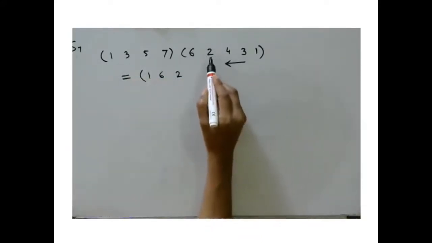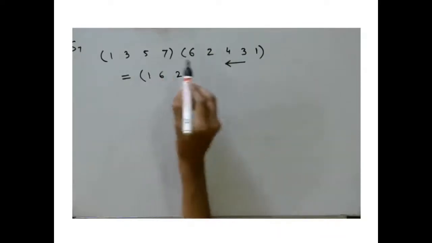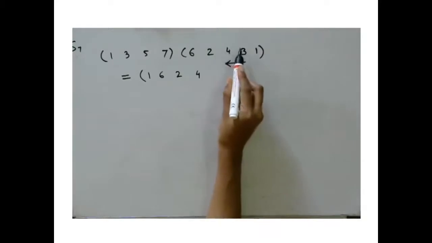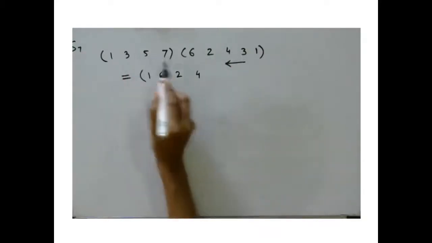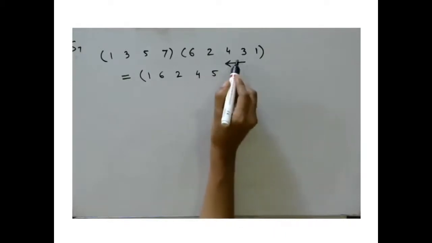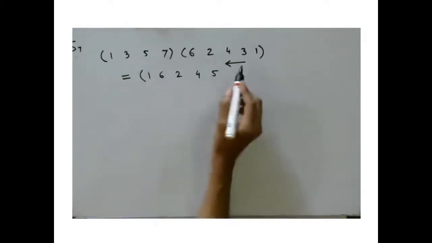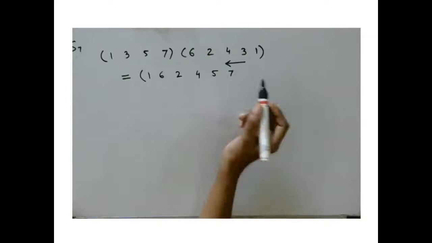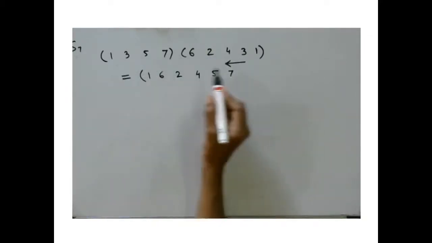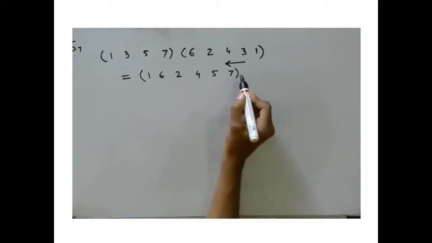Then see the image of 2. Here 2 maps to 4 and 4 is fixed. So 2 will map to 4. Then here 4 maps to 3 and 3 maps to 5. So 4 will go to 5. Then in the rightmost cycle 5 is not present. Here 5 maps to 7. So 5 is mapping to 7. Then 7 is not present. 7 maps to 1. So 7 will go to 1 and therefore we have to close the cycle here.